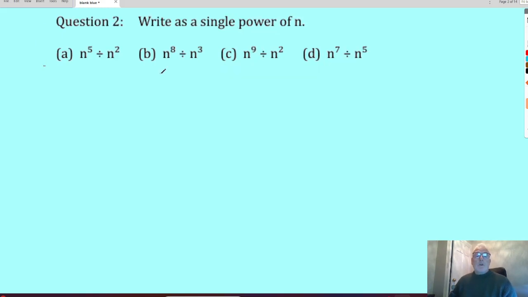The second law, when I'm dividing index numbers, I've got my base number of n to the power of 5 and I divide by n to the power of 2. So all I'm going to do is subtract the index numbers. So n to the power of 5 take away 2 is going to give me n to the power of 3. Again, if you want to pause the video, have a go at the next three examples, B, C and D.